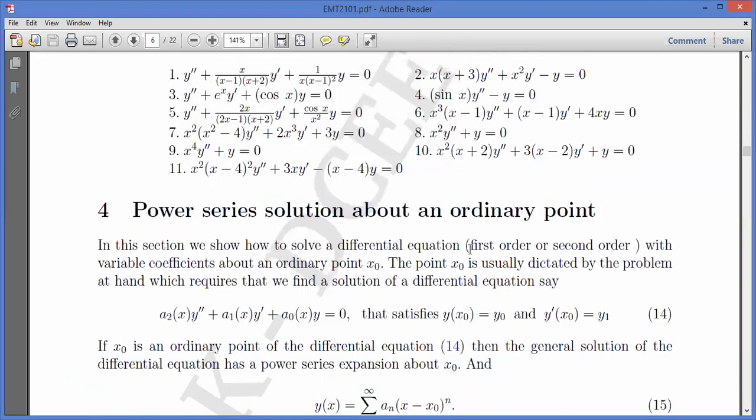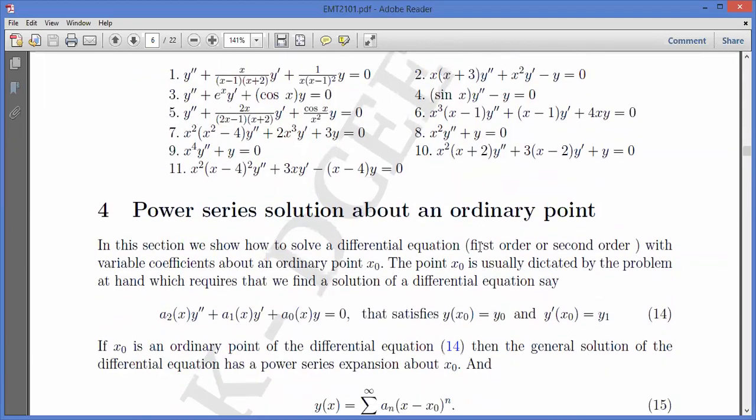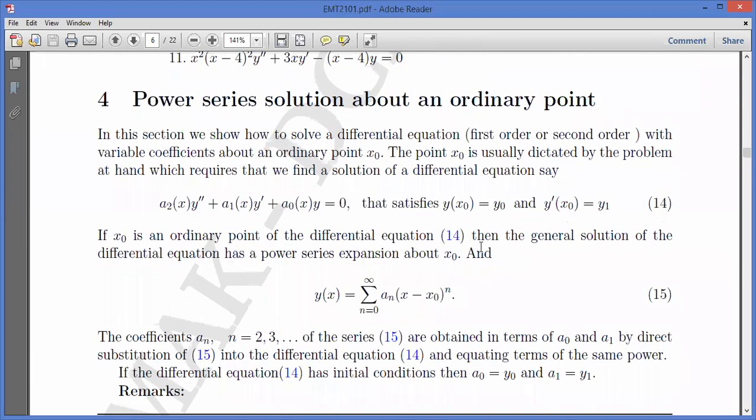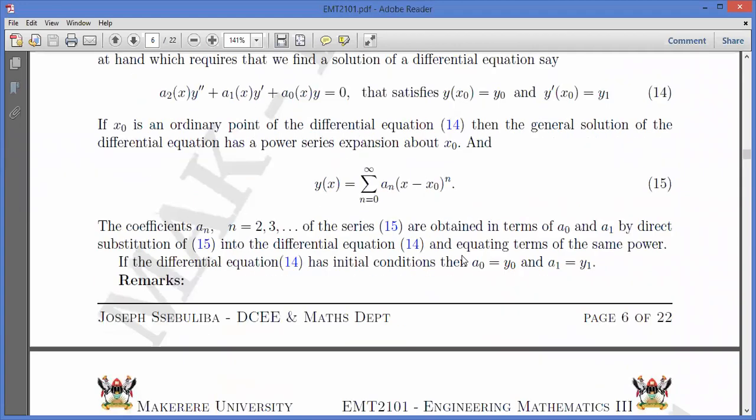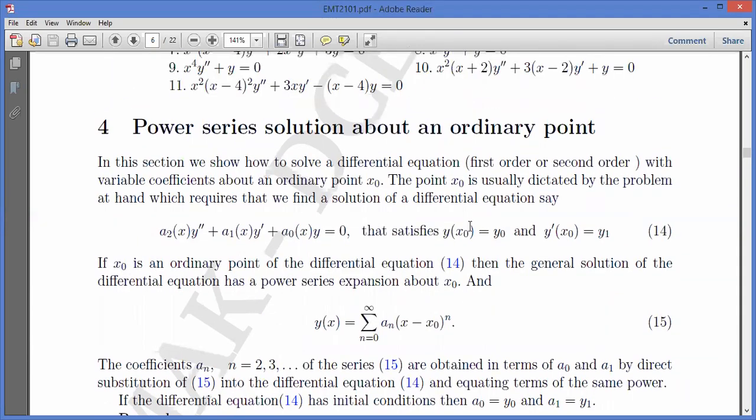Power series solution about an ordinary point. Now we know what an ordinary point is, guys. We have understood ordinary, singular, irregular, regular. We know what is analytic, non-analytic. We can now get down into actual business. Those were preambles, but all examinable. Now here we want to use these power series to solve.